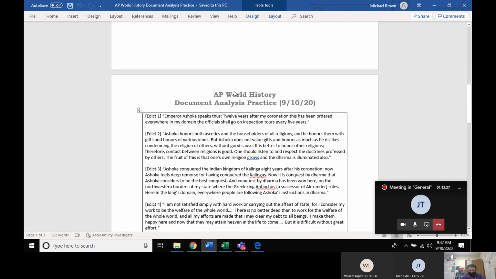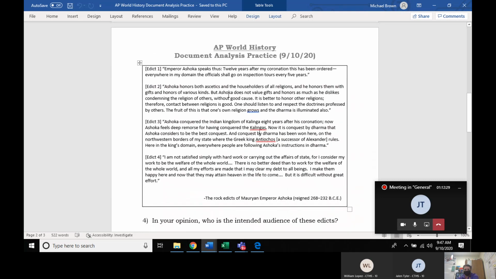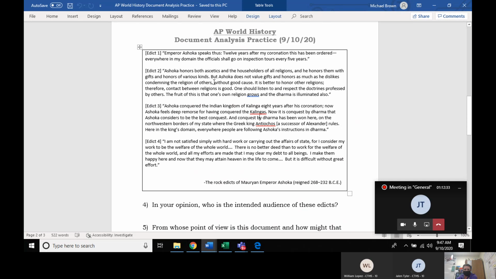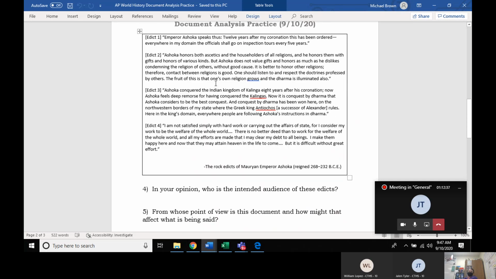All right, next set of questions. This one is from the Rock Edicts of the Mauryan Emperor Ashoka. These Rock Edicts essentially, and this was part of your reading, Ashoka would have these edicts, these mandates, these rules carved into pillars, and these pillars would be along roads, in towns all around the empire. So he's got some of his judgments placed all around for people to see.